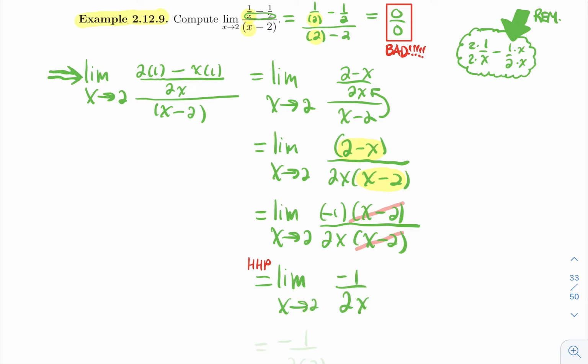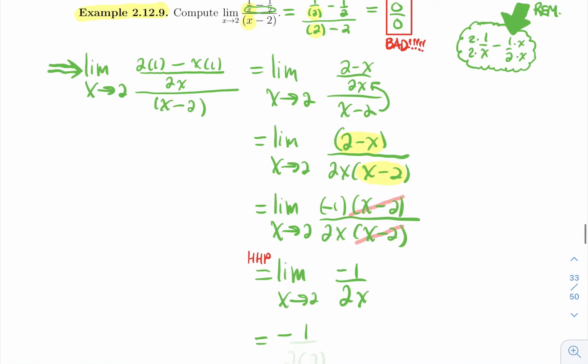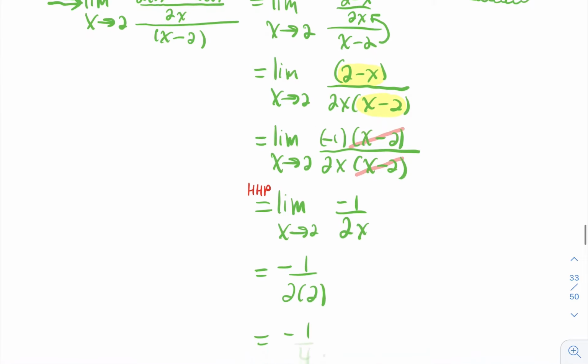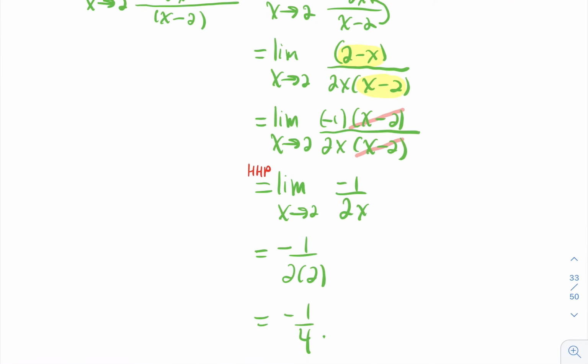Now I'm going to plug 2 in it. I'm going to get -1 over 2 times 2, and that's giving me -1/4. So you get your answer by simply reevaluating your expression after you cancel your two zeros. And every time you cancel your two zeros, you're creating a new expression. Okay, and this new expression is not the same as the previous one.